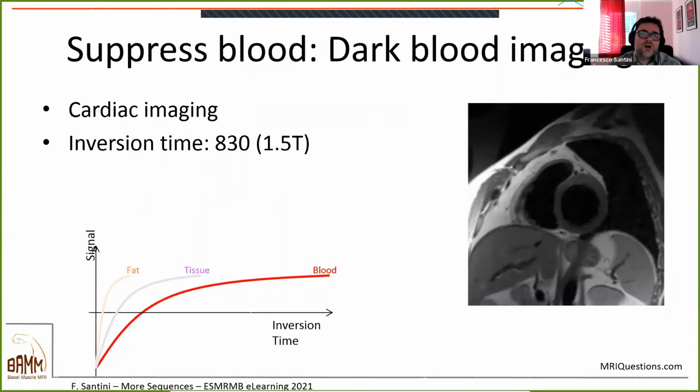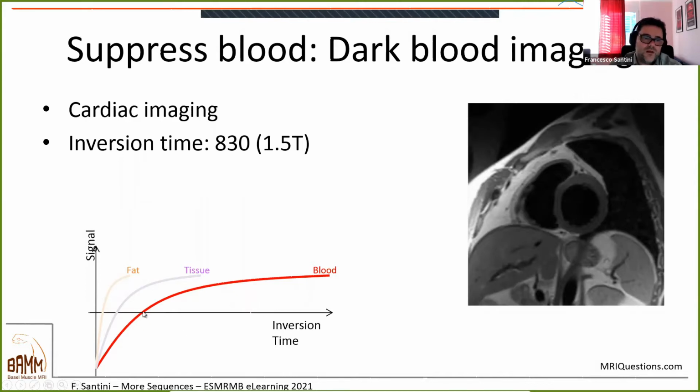In another district of the body, reducing a little bit the inversion time, we suppress another fluid, which is the blood. The blood contains cells and contains solutes much more than the CSF. So its relaxation times are much shorter than the CSF, but they're still significantly longer than normal tissue. So in this case, at 1.5 Tesla, to suppress blood, you would have an 830 milliseconds inversion time. This is an example of dark blood imaging.